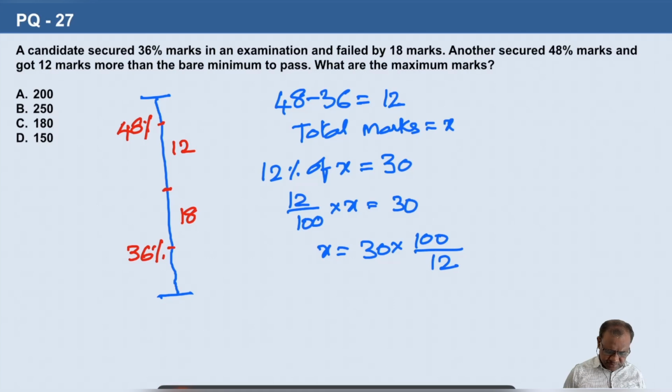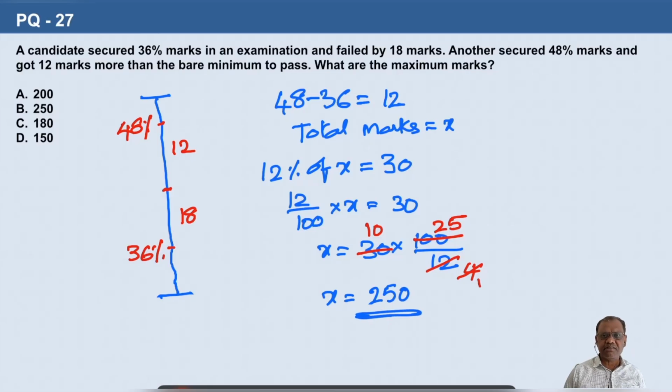If you simplify, 3 fours, 3 tens, 4 ones, 4 25s. So what is remaining? 10 into 25, that is 250. So this is the total marks. 250 is the total number of marks. That is the maximum marks. Option B is the right answer.